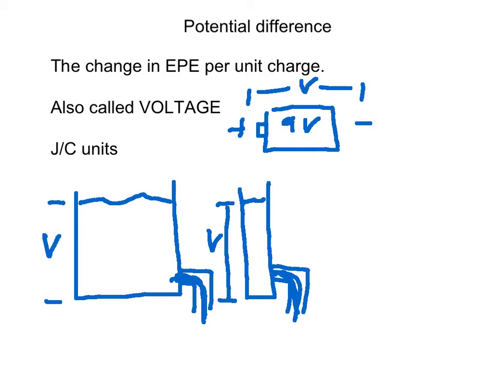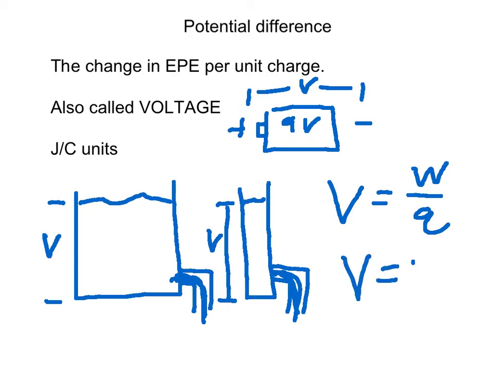There are 2 equations we're going to use for voltage. One is voltage equals work over charge. And so that's joules per coulomb, kind of like what we just talked about. The other one is voltage equals electric field times distance. How far did you move in the electric field?